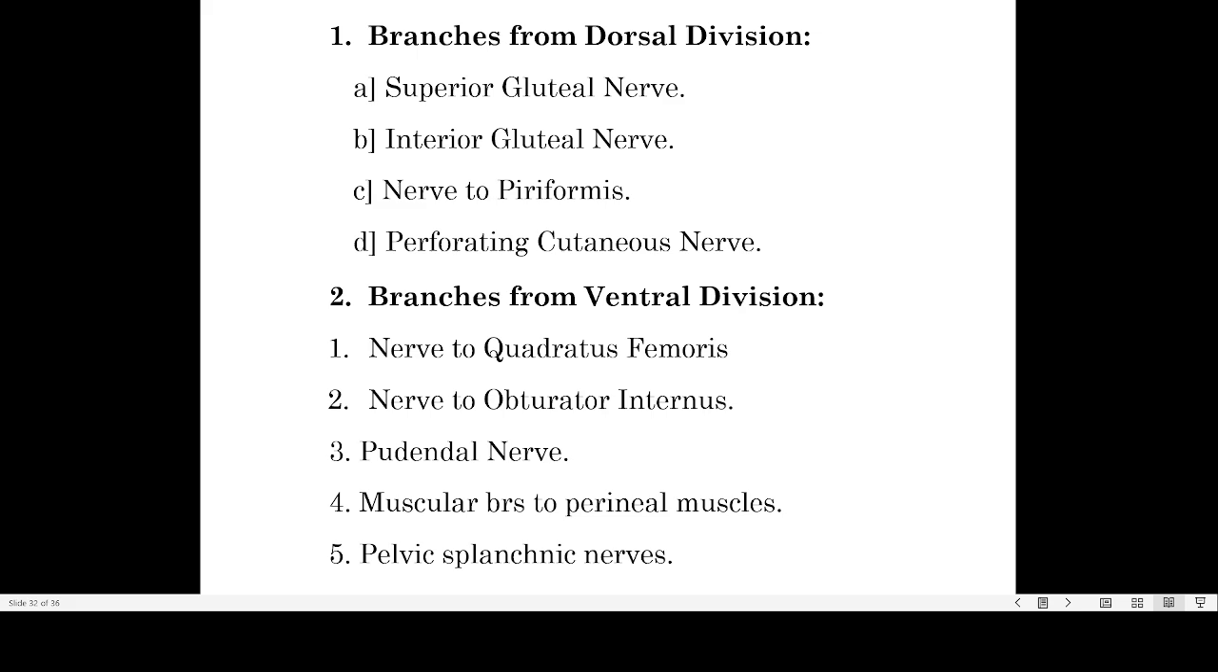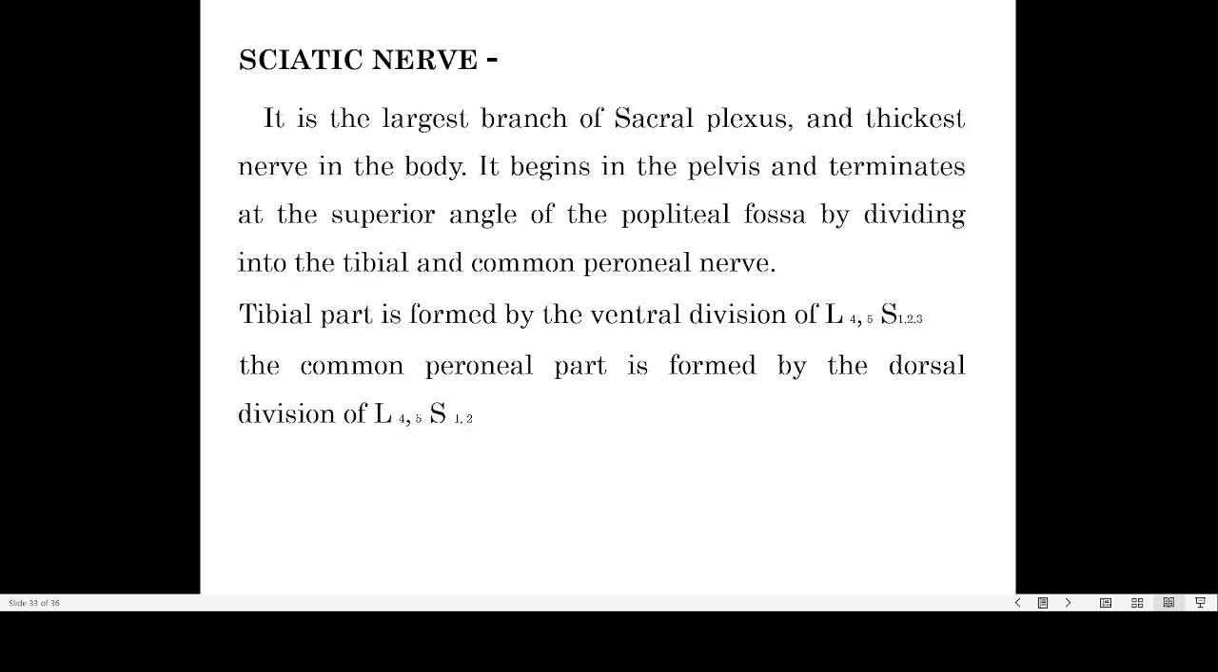Then the branches from the ventral divisions are the nerve to the quadratus femoris, the nerve to the obturator internus, then the pudendal nerve, muscular branches to the perineal region, then the pelvic splanchnic nerves. So these are the branches from the ventral division, their important branches and distributions.